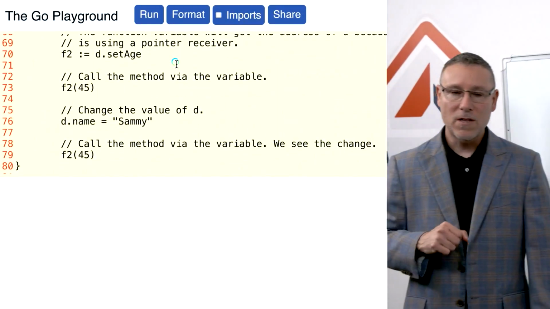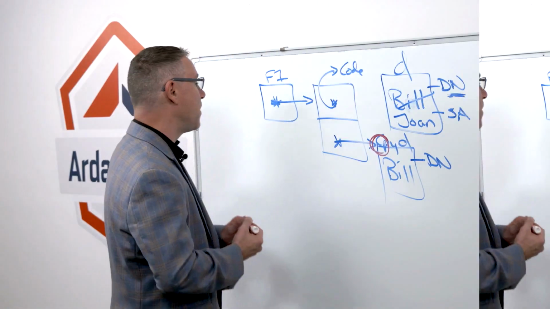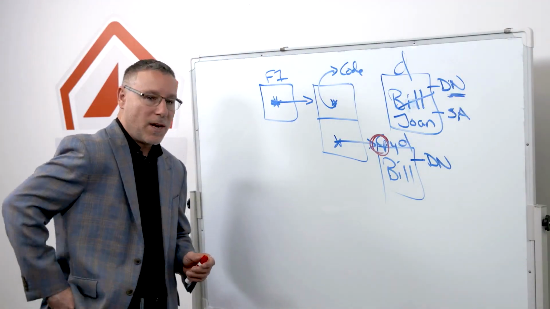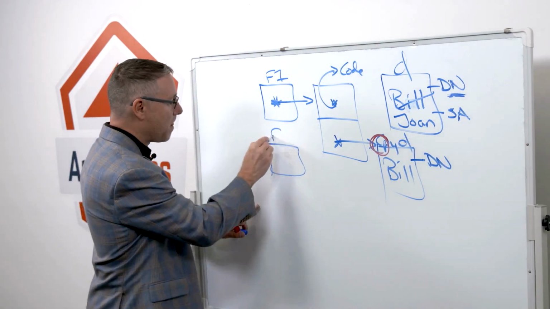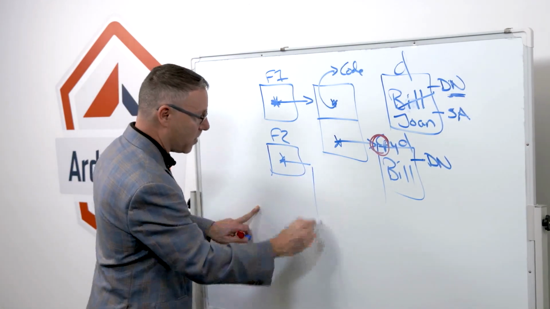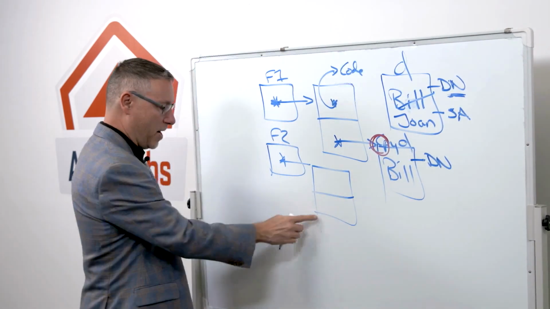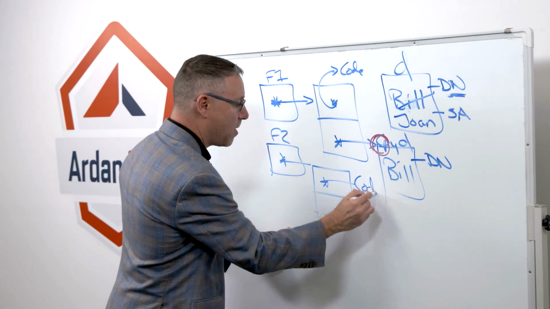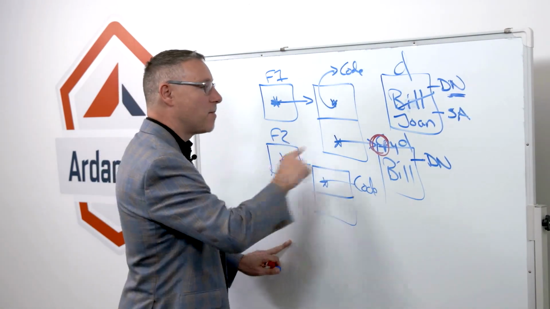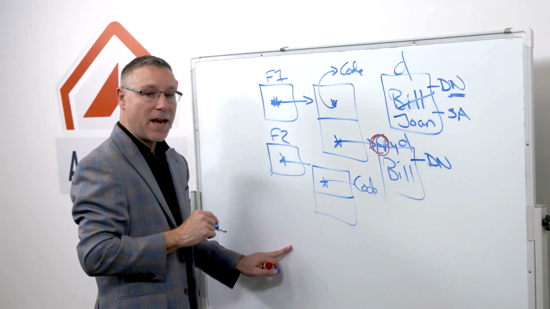Here, we're going to assign set age to the variable f2. So let's go ahead and do that. Here's f2 right here. f2 is going to have a pointer also to that two-word data structure. We know that this pointer is going to point to that code. Again, in this case, it's going to be the code for set age.